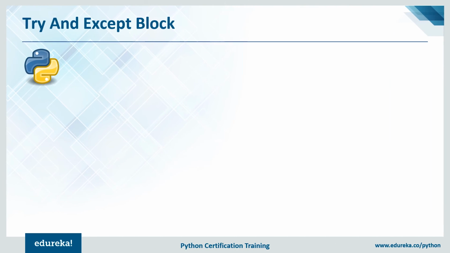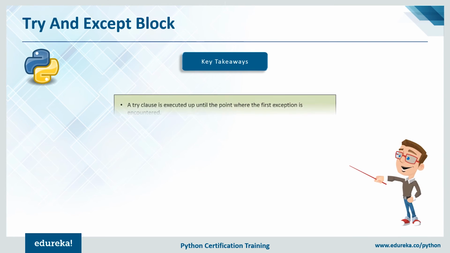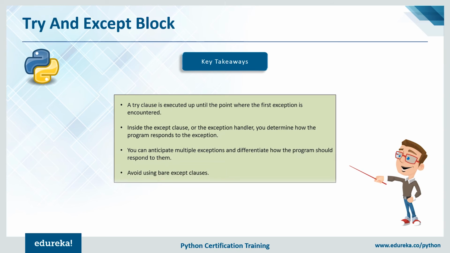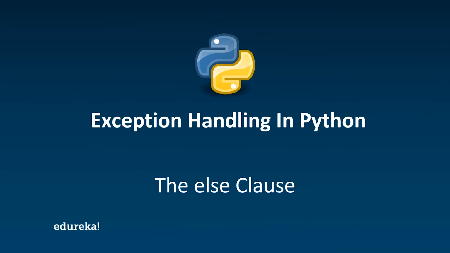At this point, let us take a quick break and check out the key takeaways of this module, guys. A try clause is executed up until the point where the first exception is encountered. Inside the except clause, or the exception handler, as we call it, we can determine how the program should respond to that particular exception. We can handle multiple exceptions and differentiate how the program should respond to each of them, right? And lastly, we learned why we should avoid using bare except clauses, guys. Now that you're clear with this, next up I have for you is the else clause, guys.